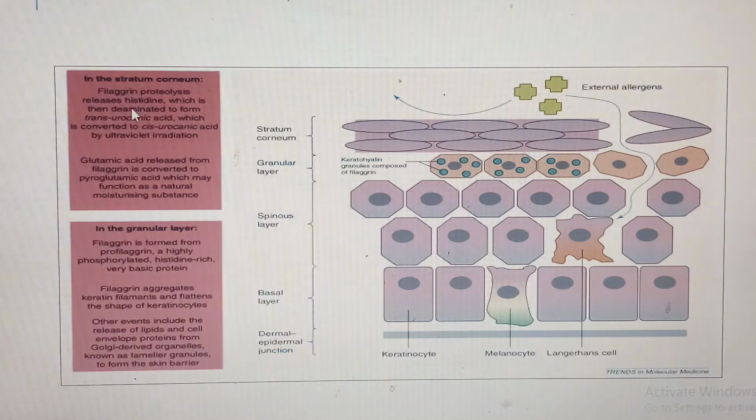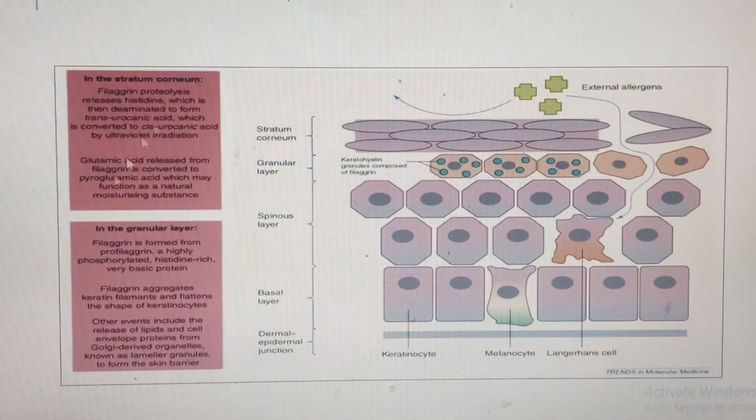histidine is an amino acid, so when it breaks down, it will be deaminated. The amino group will be taken out, and that gives us trans-urocanic acid, which, under the influence of UV light, is converted to the cis form. But I'm interested in the glutamic acid portion. The glutamic acid released from filaggrin is converted to pyroglutamic acid, and that is a very important natural moisturizing substance to moisturize the skin.